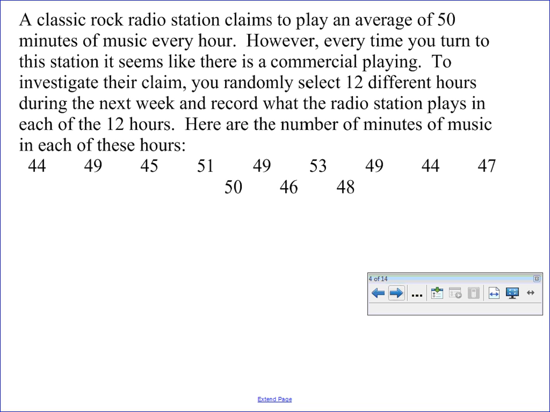So let's look at it. Let's create one. Let's do a test for means. A classic rock radio station claims to play an average of 50 minutes of music every week. However, every time you turn to the station, it seems like there's a commercial playing. To investigate their claim, you randomly select 12 different hours during the week and record what the radio station plays in each of the 12 hours. Here are the number of minutes in each of these hours. And so this is our data set.